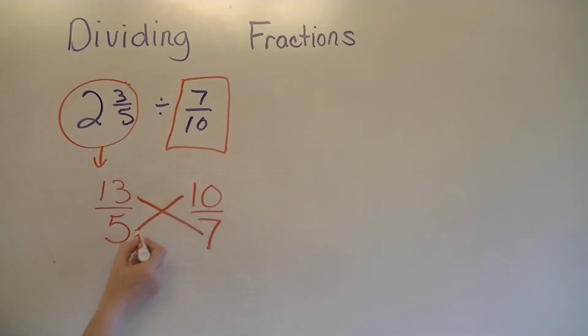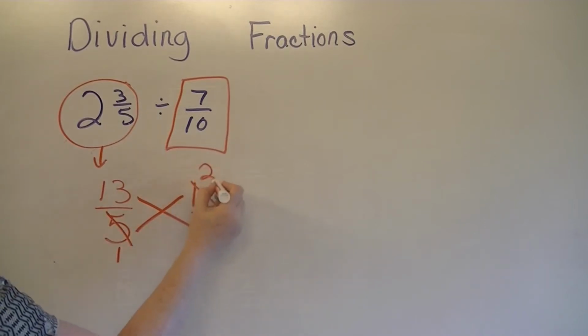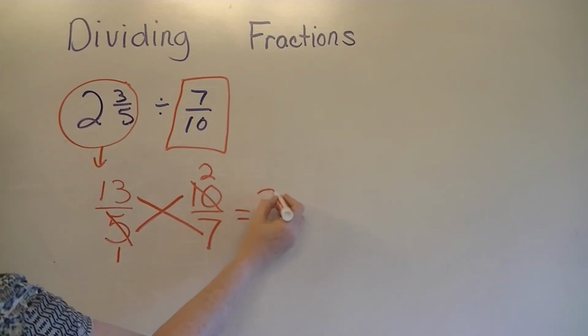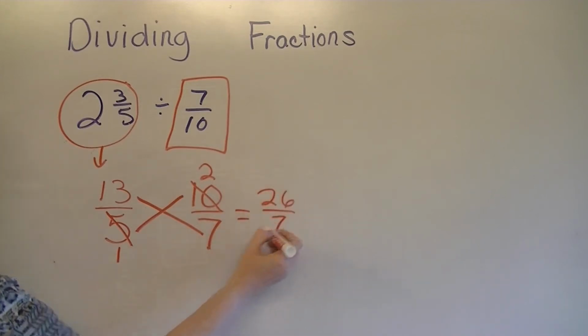No. But 5 and 10 do. They're both divisible by 5. So if I divide them both by 5, that's what I get. And then I multiply straight across, and I get 26 over 7.